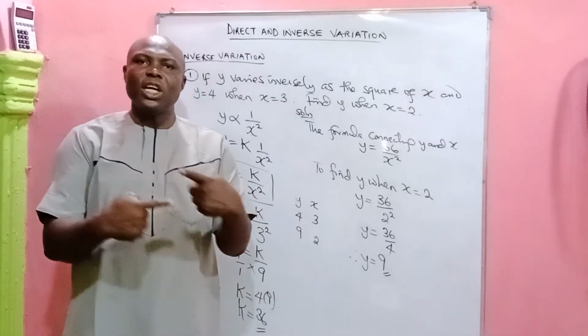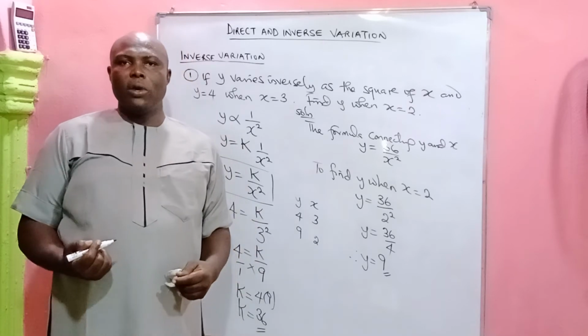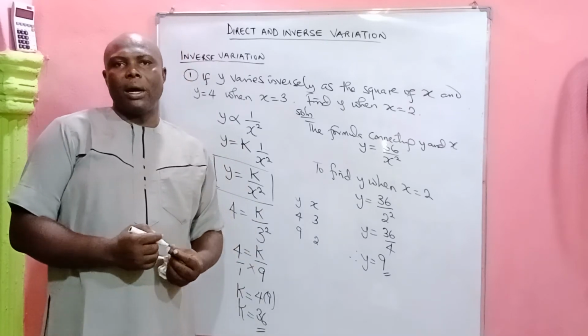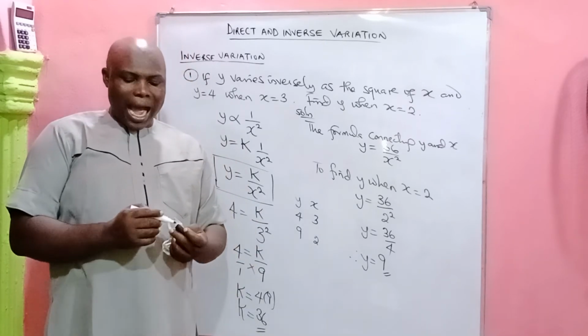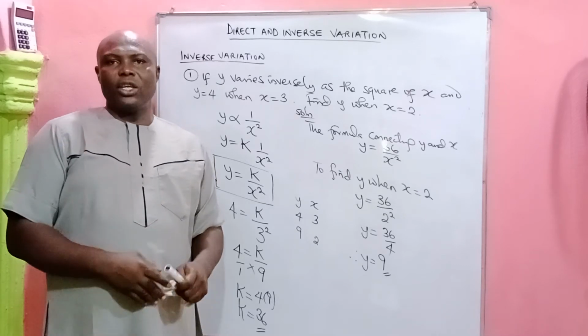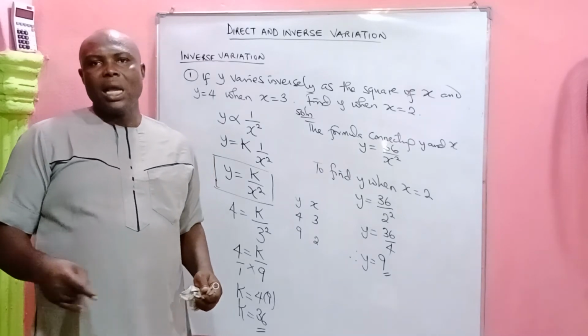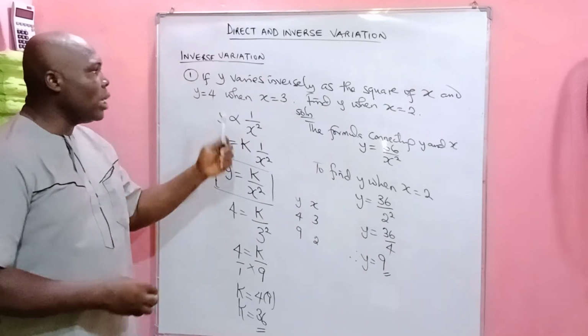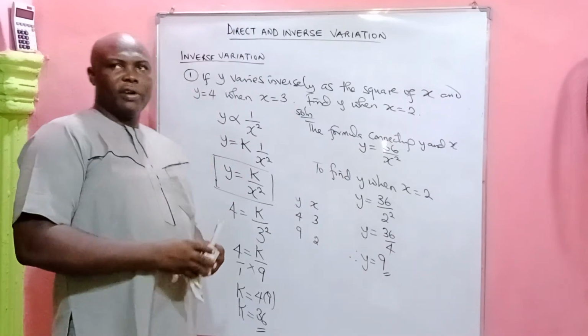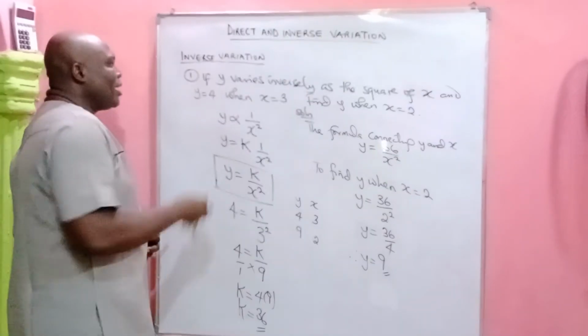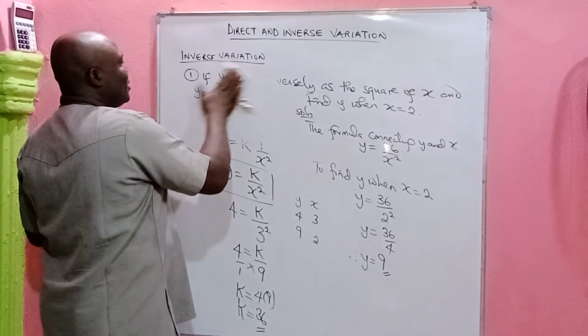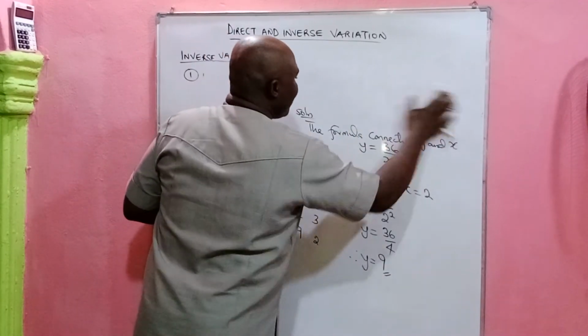You can see the relationship is a negative relationship. That's what inverse variation is all about. It means both variables are going in different directions. They have a negative relationship. And that negative relationship is what we call inverse relationship or inverse variation. Please take note of that. Alright, so let's try the last example in inverse variation.